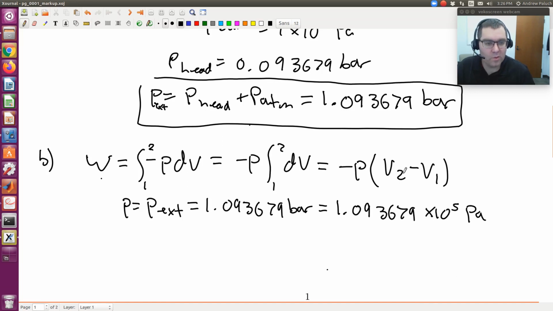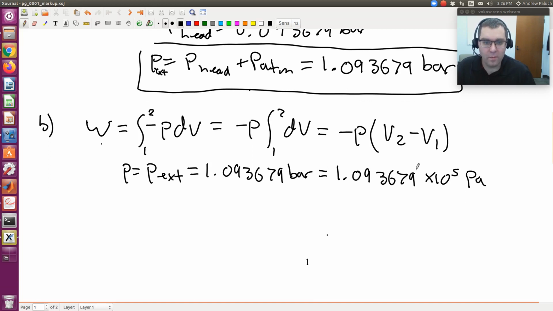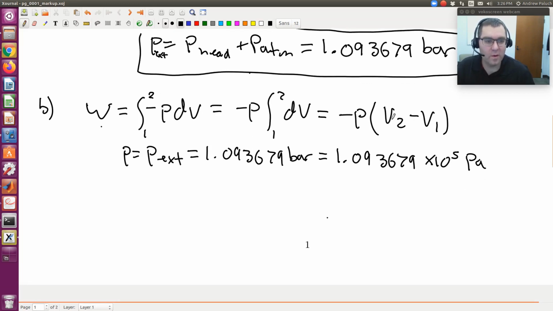So then the question is, what is V2 and what is V1? We're not told what the initial volume is. We're told what the difference is. So let's work in terms of V2 minus V1. In general, the volume of my cylinder is going to be equal to what? It's a cylinder, so I have the area of a circle times the height.